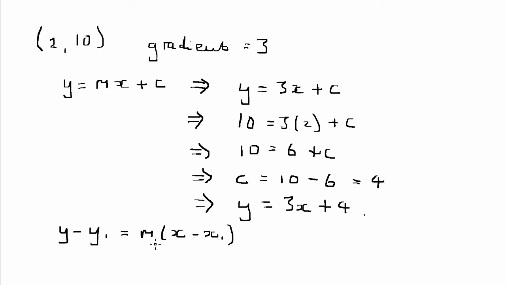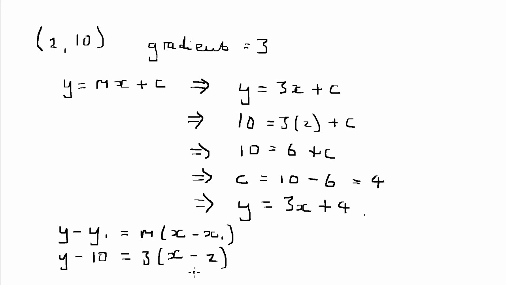Well, the m is still the gradient that we're given. The x1, y1, they are the coordinates of the point that we're given. So in this case, I would just write down y subtract the y coordinate, which is 10, is equal to m, the gradient, 3, into x subtract the x coordinate, 2.